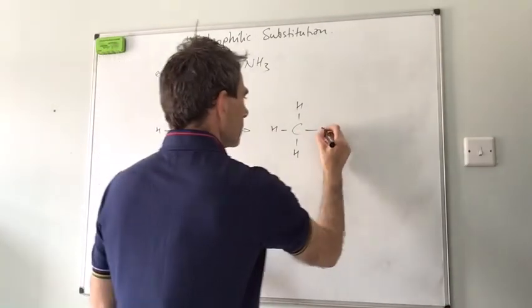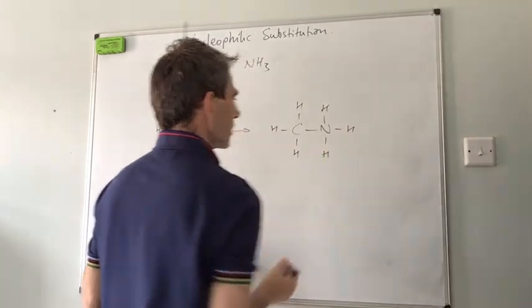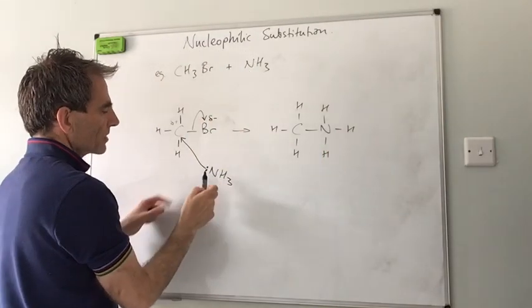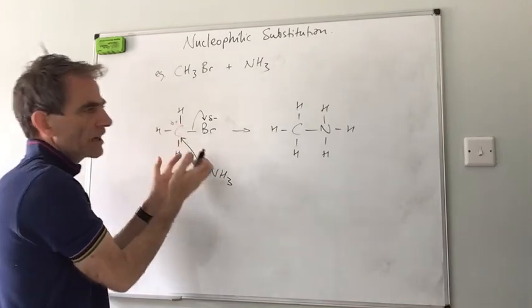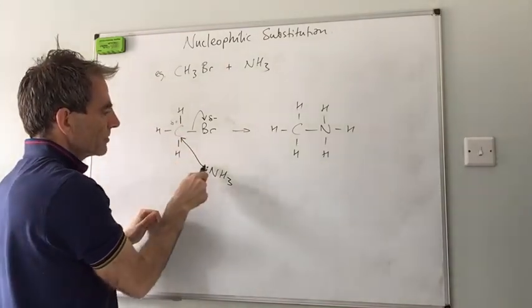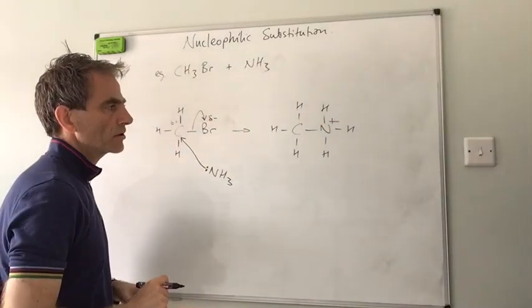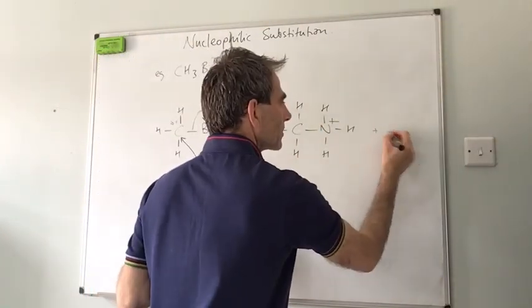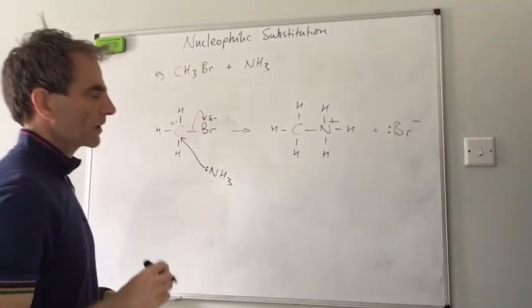So this nitrogen here, still got those three hydrogens attached, but effectively the nitrogen has given away its lone pair of electrons to the carbon, so the nitrogen has a positive charge on it. Obviously the bromine there is negatively charged, Br minus.